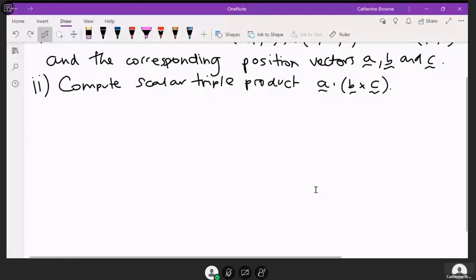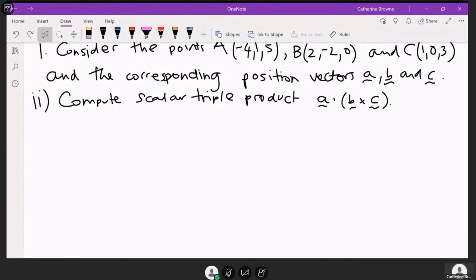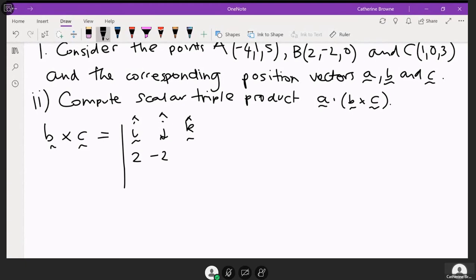First I'm going to find the cross product, B cross C. I like to set up the cross products kind of like the determinant. B was given by 2, minus 2, 0, and C was 1, 0, 3.